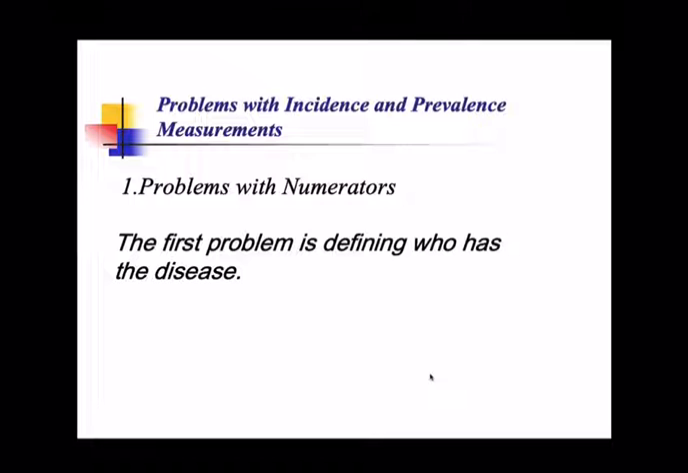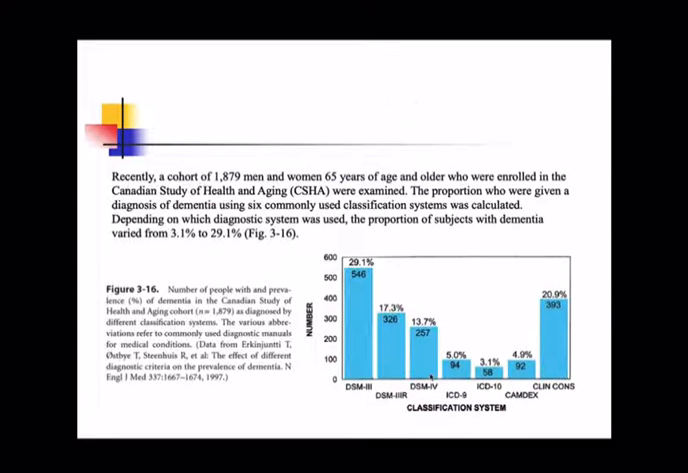However, there are several problems with incidence and prevalence measurements which need to be noted. The first problem is defining who has the disease.